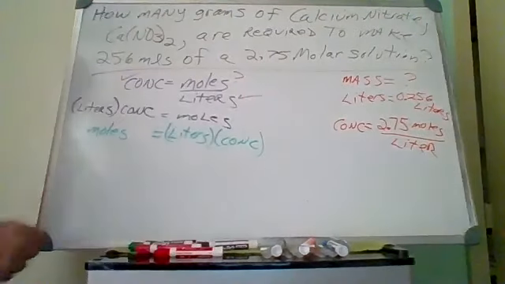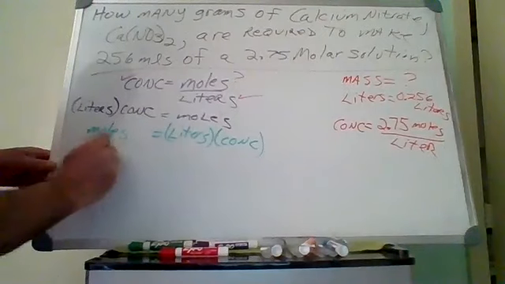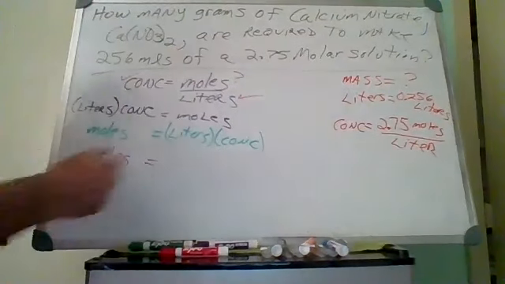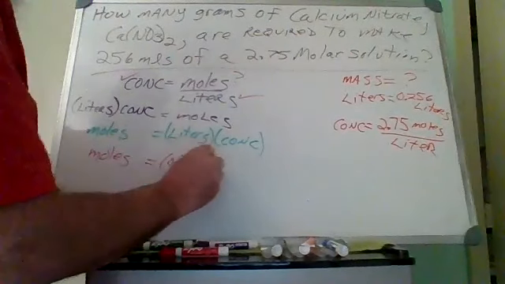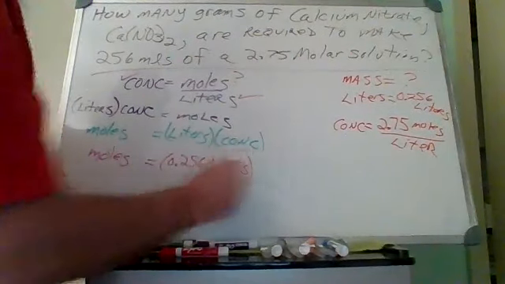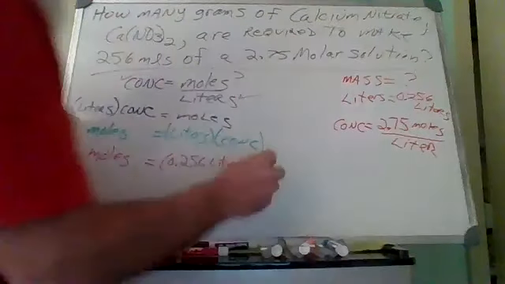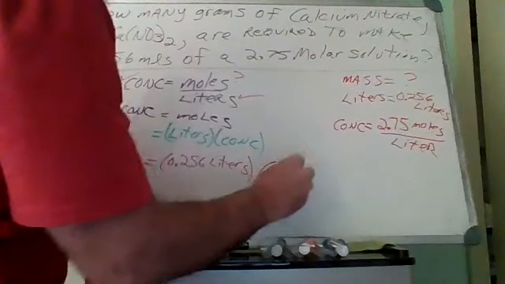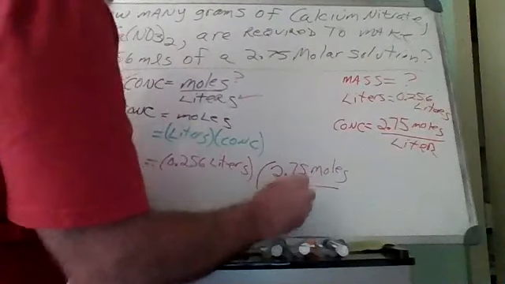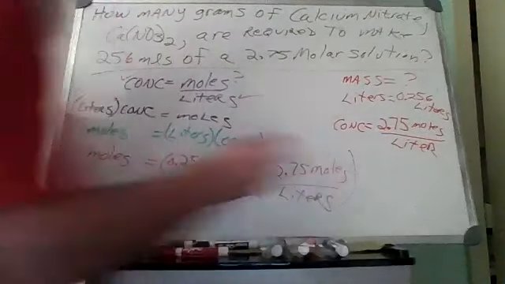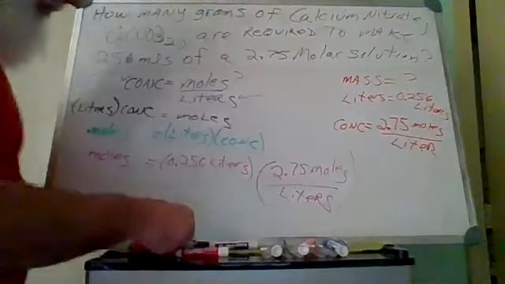Okay, so I go ahead and plug in now. I'll pick a different color. So moles equals the liters right there, 0.256. And then the concentration, which has a clear numerator and a denominator. So 2.75 moles divided by liters. Now, let's take a look. We'll give you a chance to get caught up there.